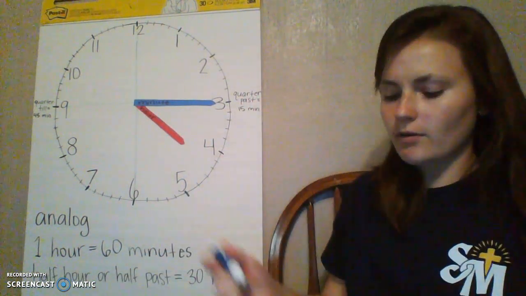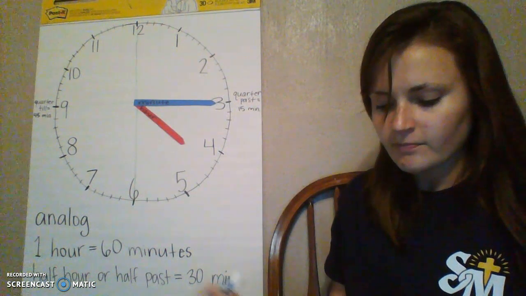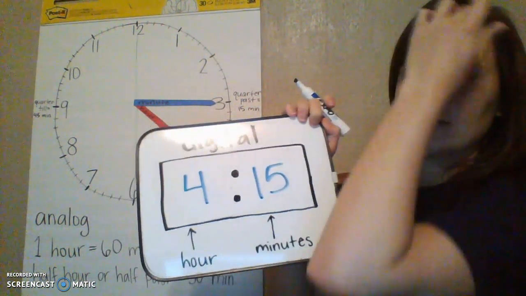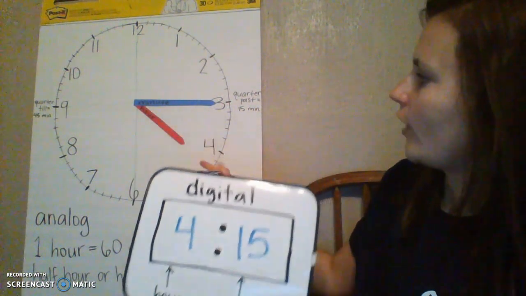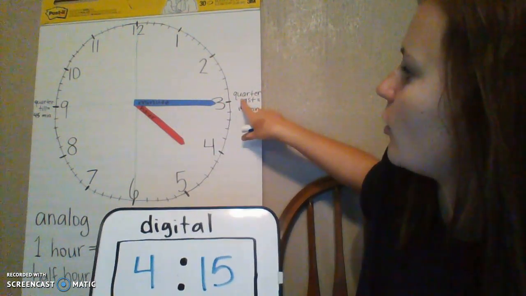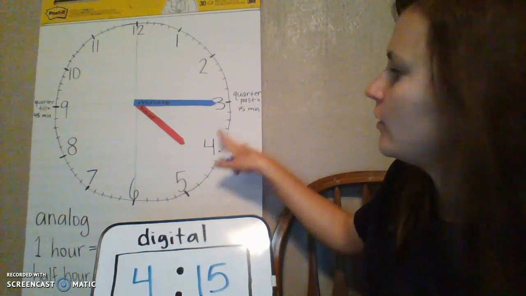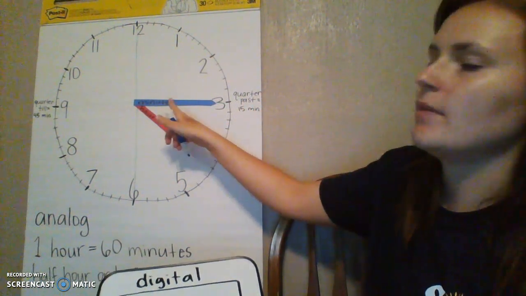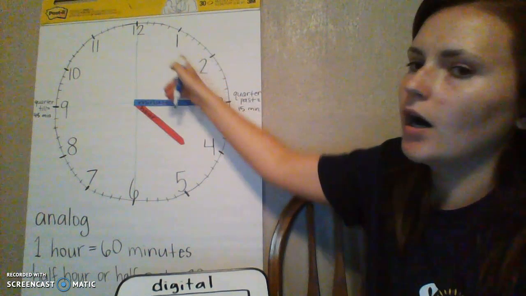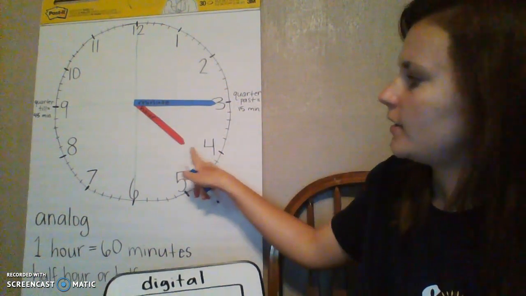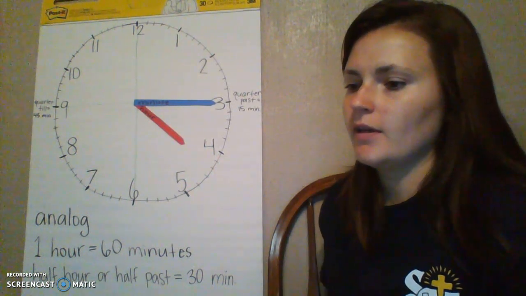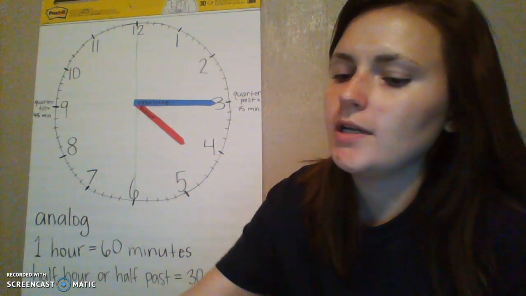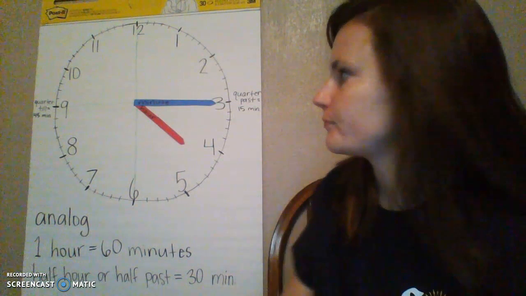And if you put that on a digital clock, it would look like this. It's been 4 hours and 15 minutes. Okay, you can also say it's a quarter past 4. Okay, the minute hand has moved a quarter, and it's after 4 o'clock. Okay, now there's one more way to tell a quarter.